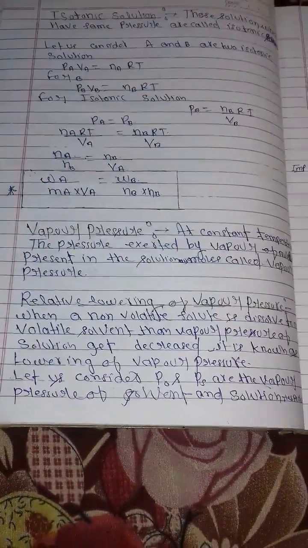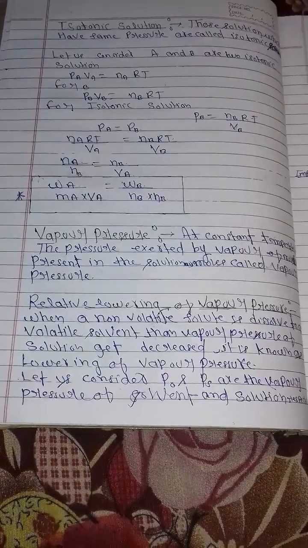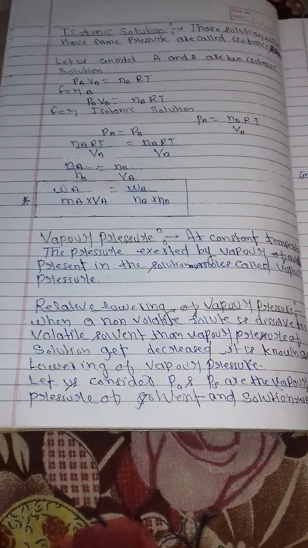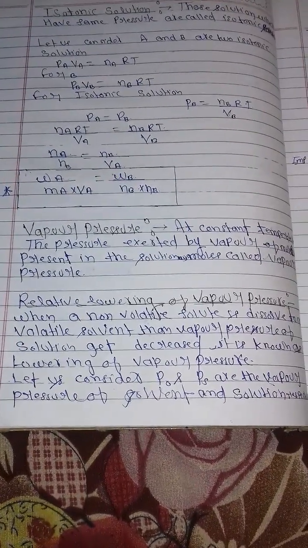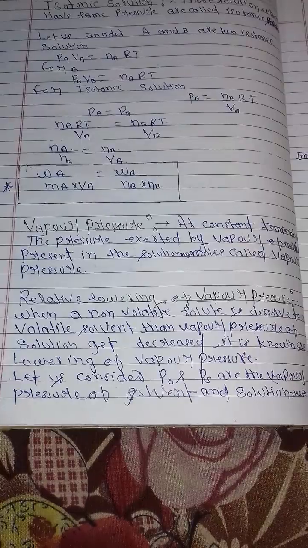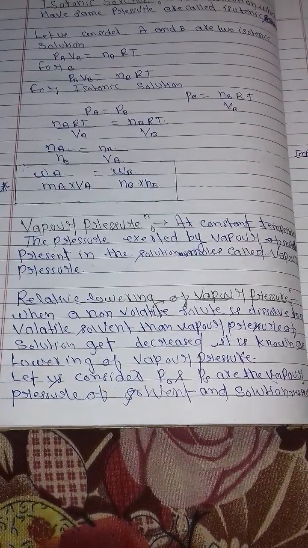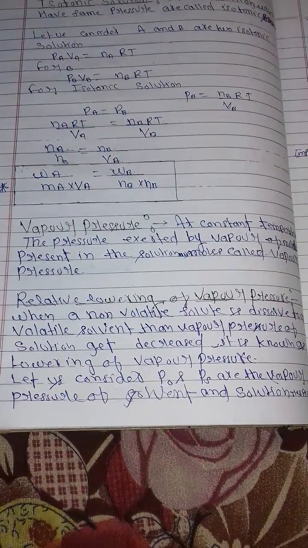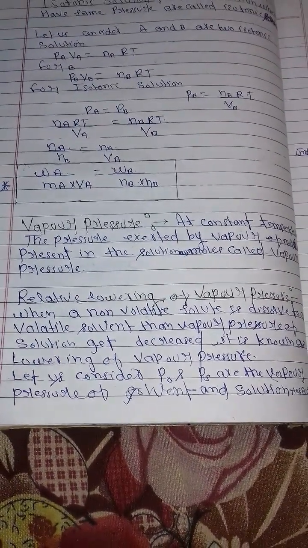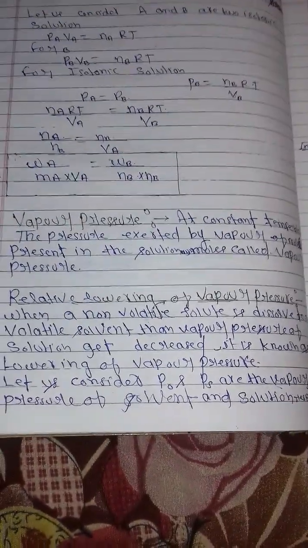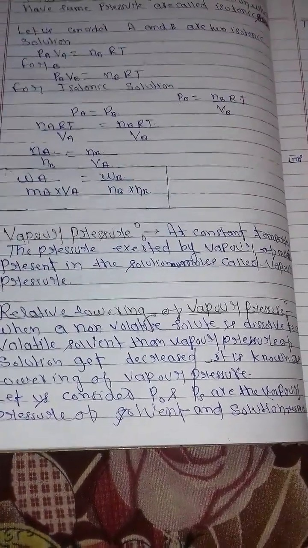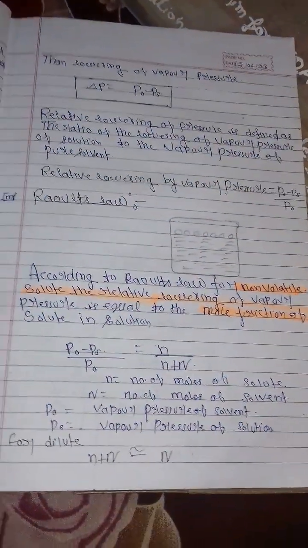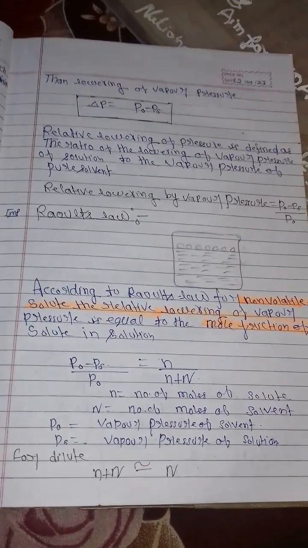Now this is vapor pressure. At constant temperature, the pressure exerted by the vapor present in the solution is called vapor pressure, and it's also a colligative property. Relative lowering of vapor pressure: when a non-volatile solute is dissolved in a volatile solvent, the vapor pressure of the solution decreases. It's known as lowering of vapor pressure. Delta P is equal to P naught minus Ps.